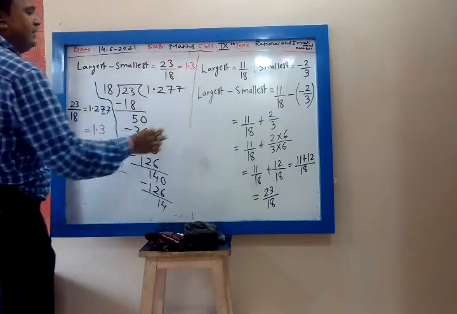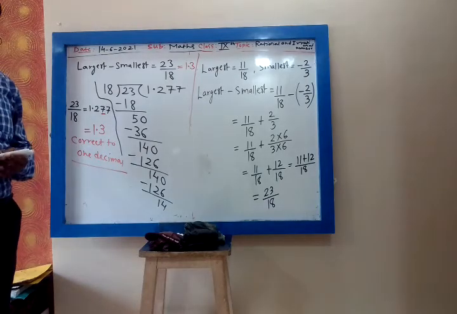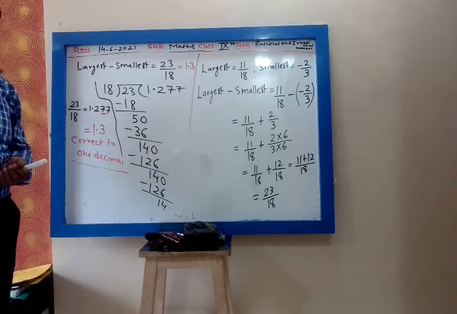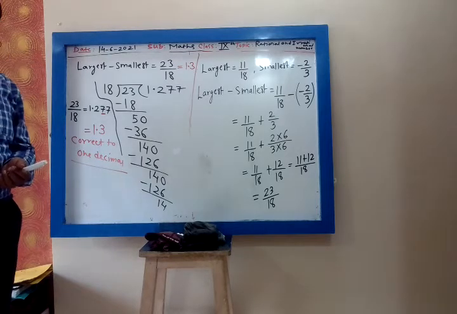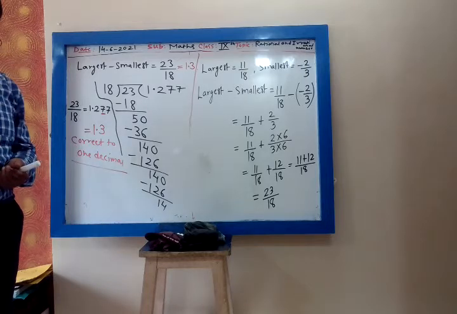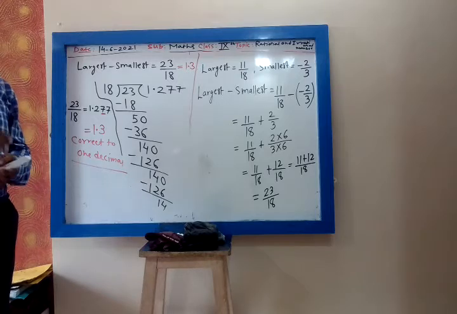This is correct up to 1 decimal, correct? So what is required in this? Before arranging the number in ascending order, you have to make denominators equal. To make denominators equal, I will take LCM of the denominator. Once the denominators are equal, then I will see their numerator and arrange them in the ascending order.